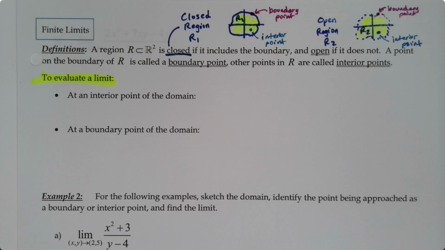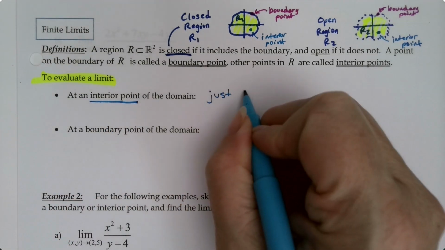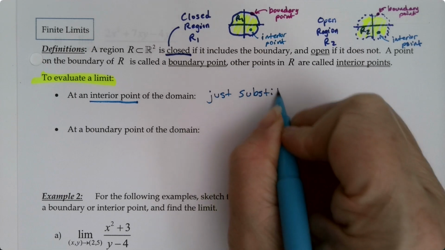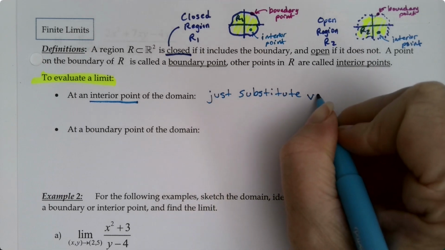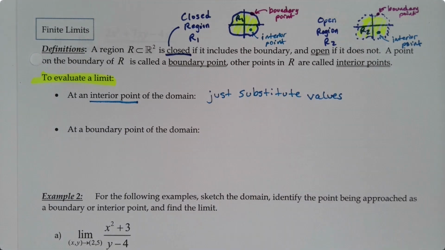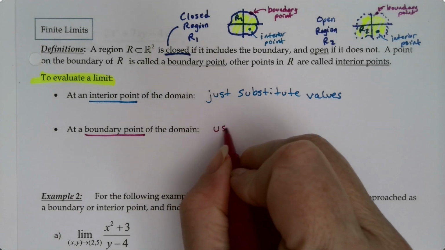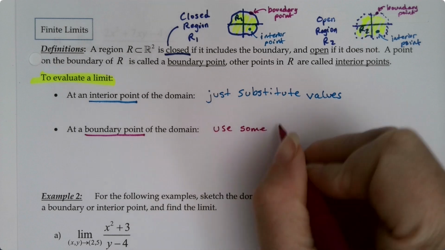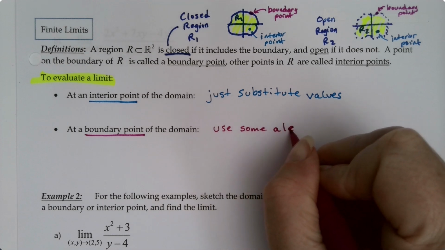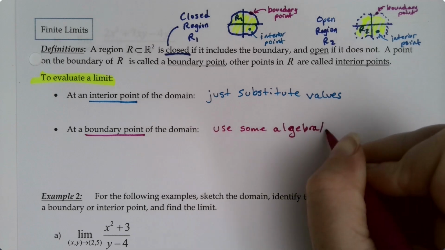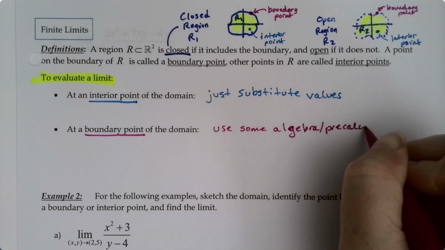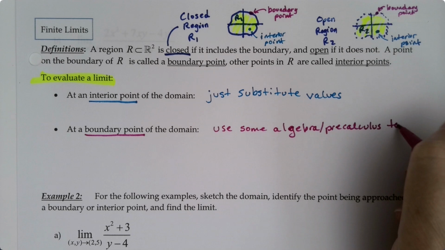Now, if we want to evaluate a limit, interior points are easy. Interior points, we just substitute the values, and you're done. Because an interior point is never going to give you grief, right? It's not a problematic region. The problematic regions are the boundaries. And a boundary point means you're going to have to use some algebra and pre-calculus to find the limit.